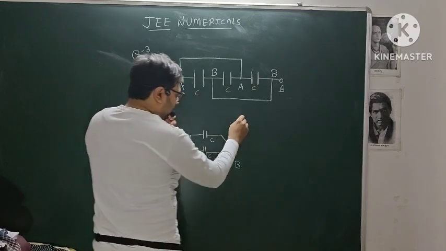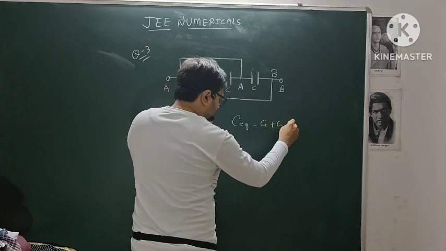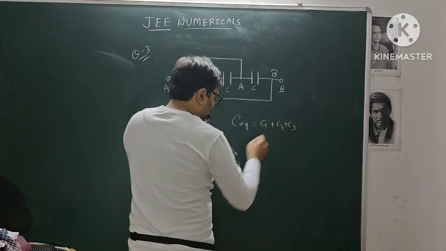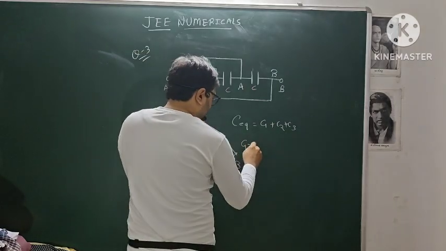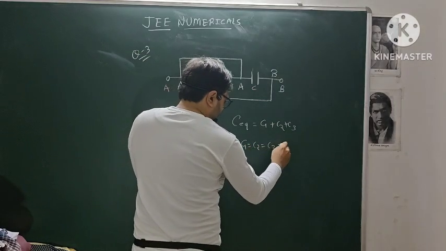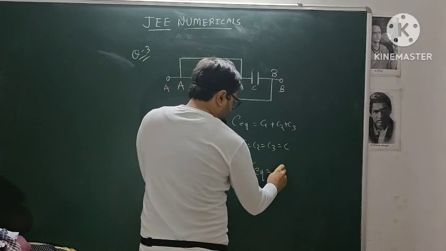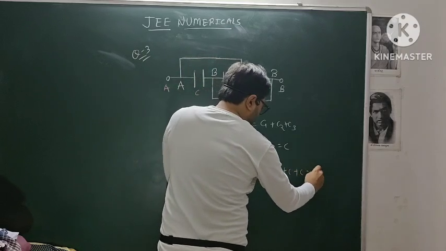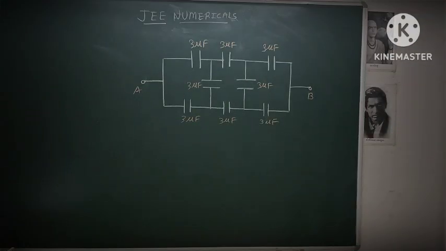So here you can write equivalent capacitor formula, that is C1 plus C2 plus C3. But here all capacitance values are same. So here you can write C1 is equal to C2 is equal to C3 is equal to C. So answer is C equivalent, that is C plus C plus C, that is 3C. This is your final answer. Thank you.